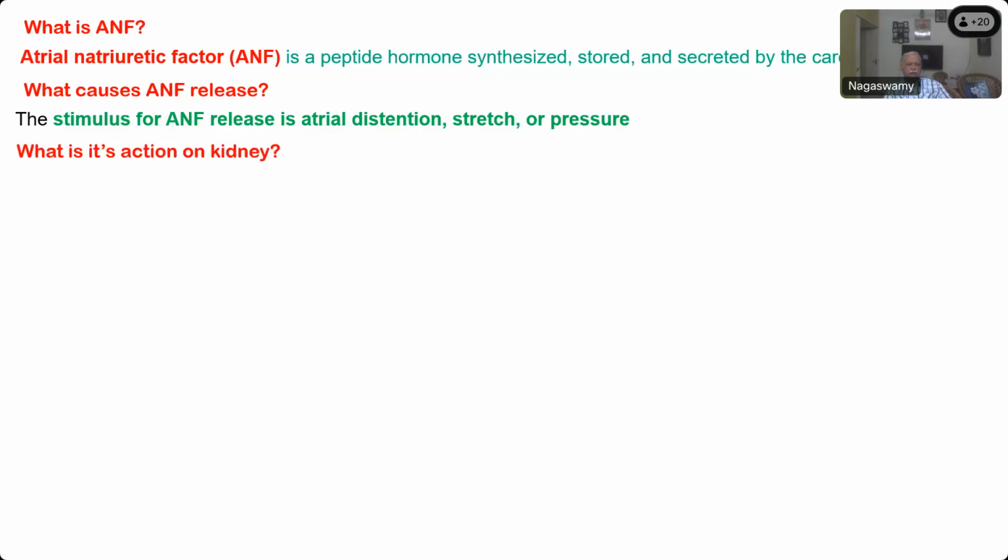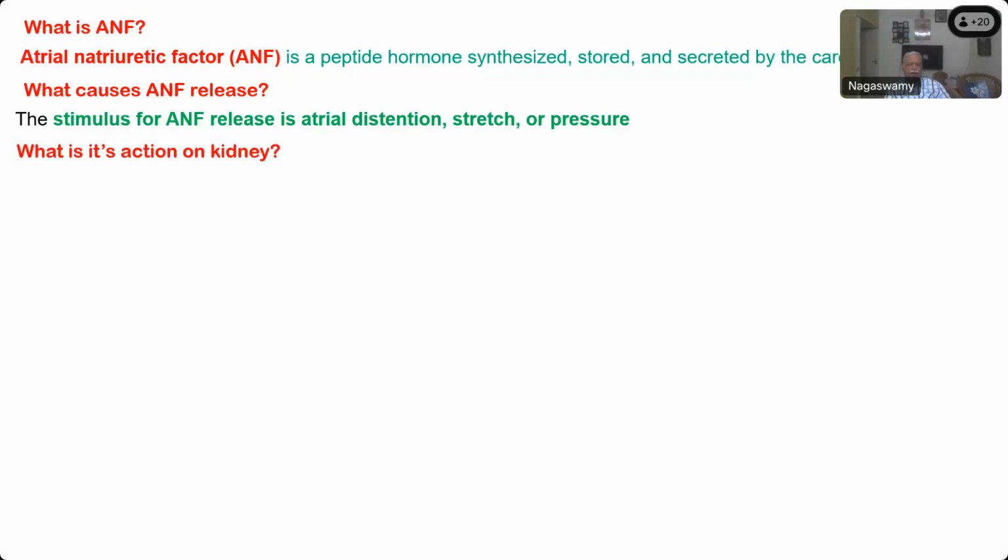What is its action on the kidney? Even though it is produced in the heart, in what way is it helpful to maintain heart function? It increases the GFR and the filtration fraction, and it decreases sodium and water reabsorption. It causes natriuresis. It excretes more sodium. The name itself is telling: atrial natriuretic factor or peptide.